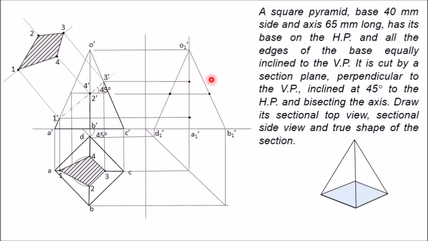Now once you get all these points, you can draw thick lines. In this way, you will get the required projections of the section solid, that is the sectional top view, the sectional side view, and the true shape of the section. These three things you have obtained, which is required, which is given in the question.